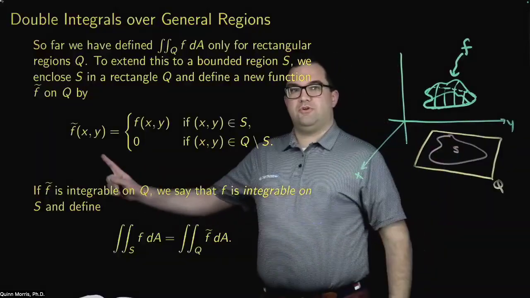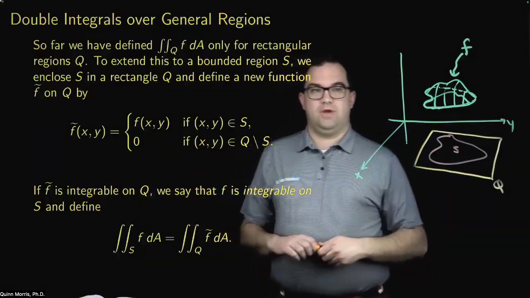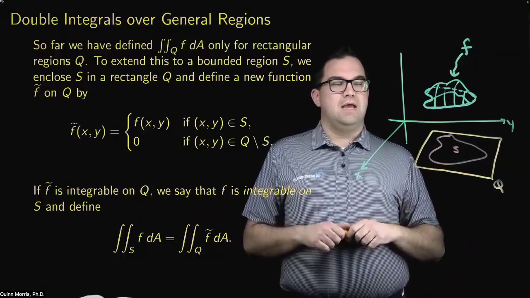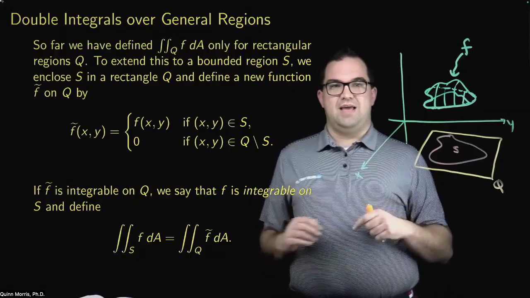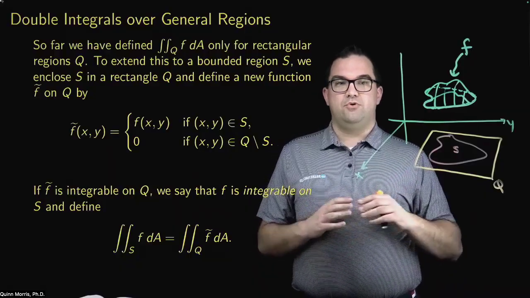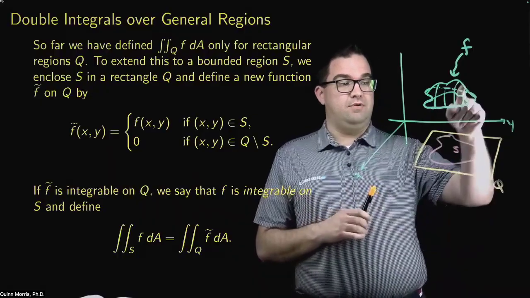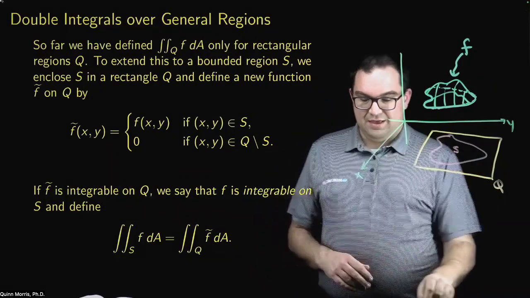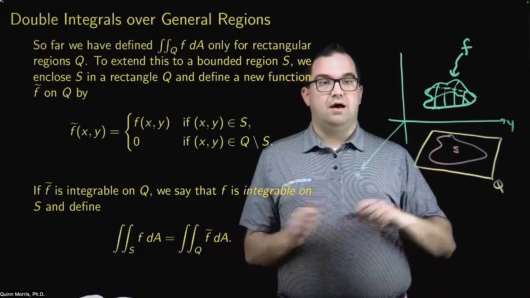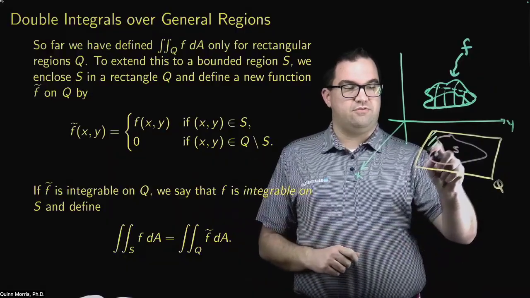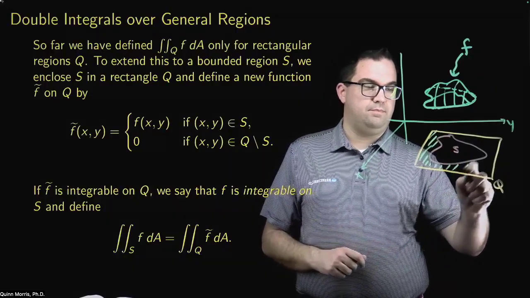So what I'll do is define this function f tilde. We'll think of this as an extended version of f. I want it to be defined on all of Q. f tilde will be equal to f if I'm actually in the set S. If I happen to be outside of the set S, but still in Q, then I'll just define my function to be 0.